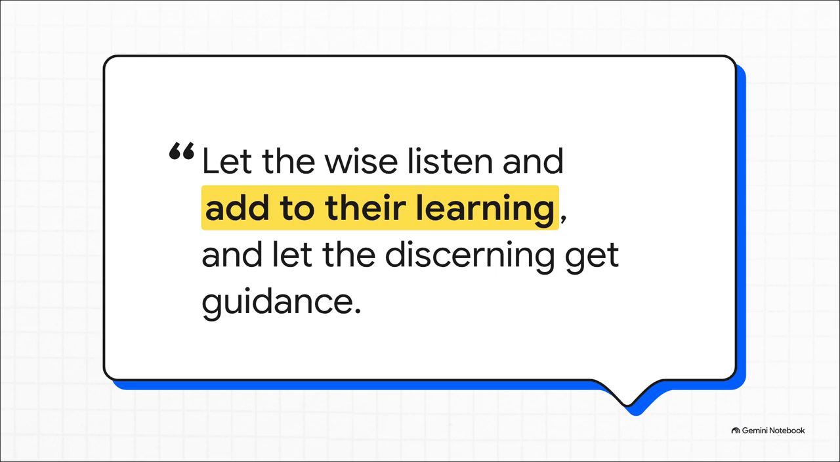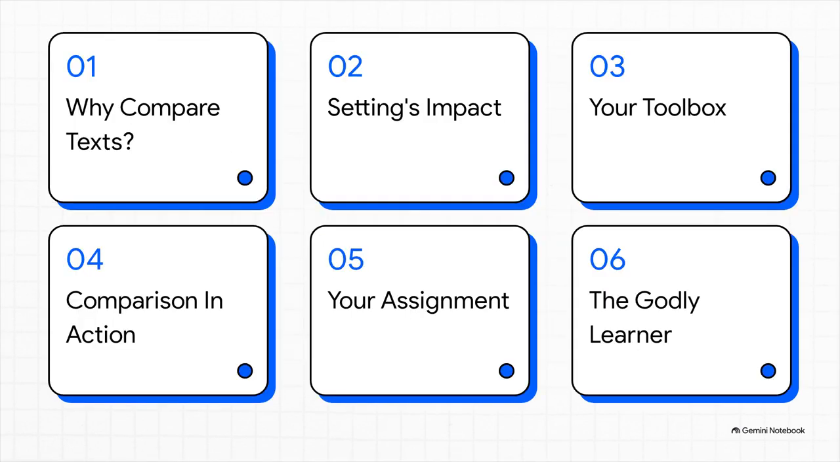Looking at truths from a few different angles teaches us the exact kind of intellectual humility that God actually desires for us. When we compare texts, we're actively practicing how to listen carefully, how to discern what's true, and how to add to our learning. So we aren't just becoming better readers today, we're practicing how to be wise. All right, here is our roadmap for today so you know exactly where we're headed.